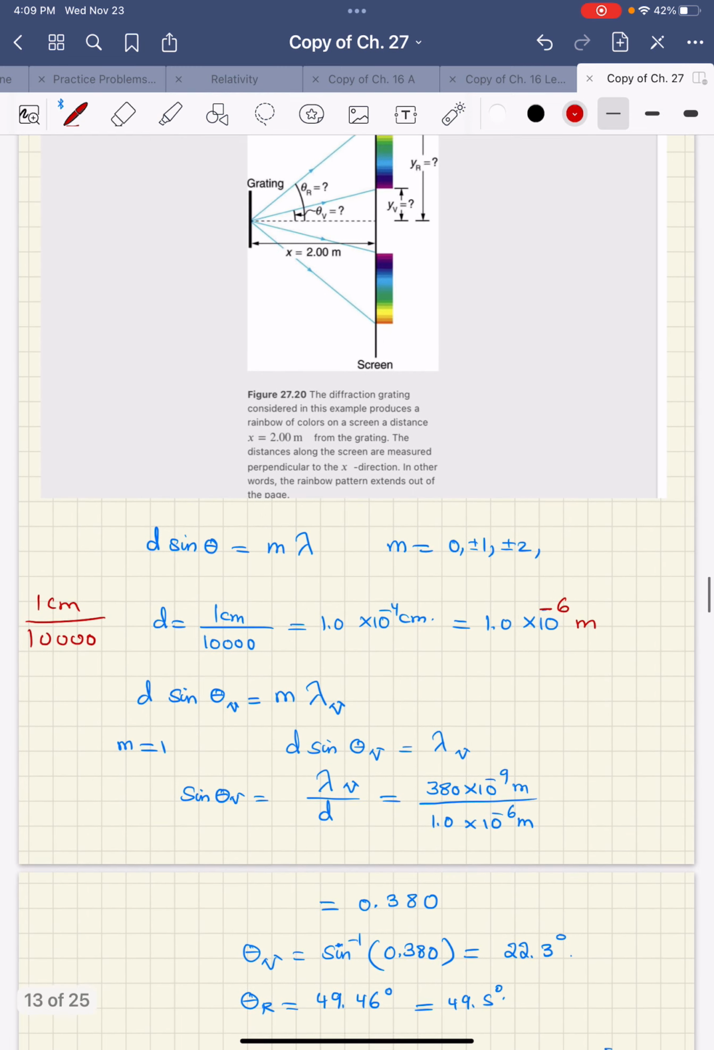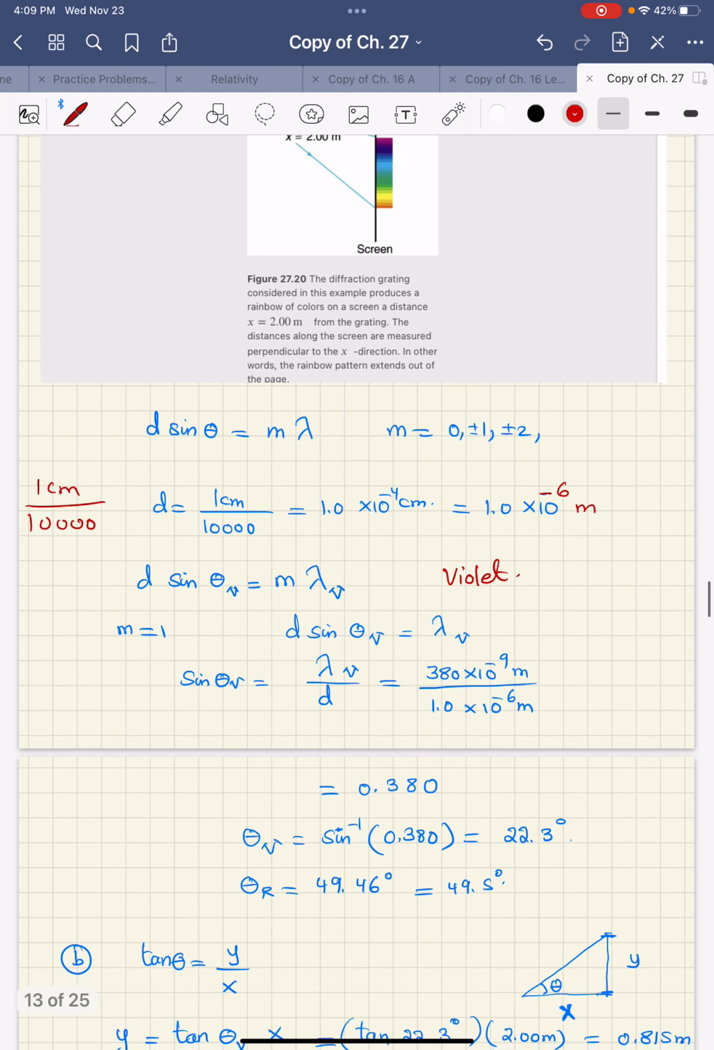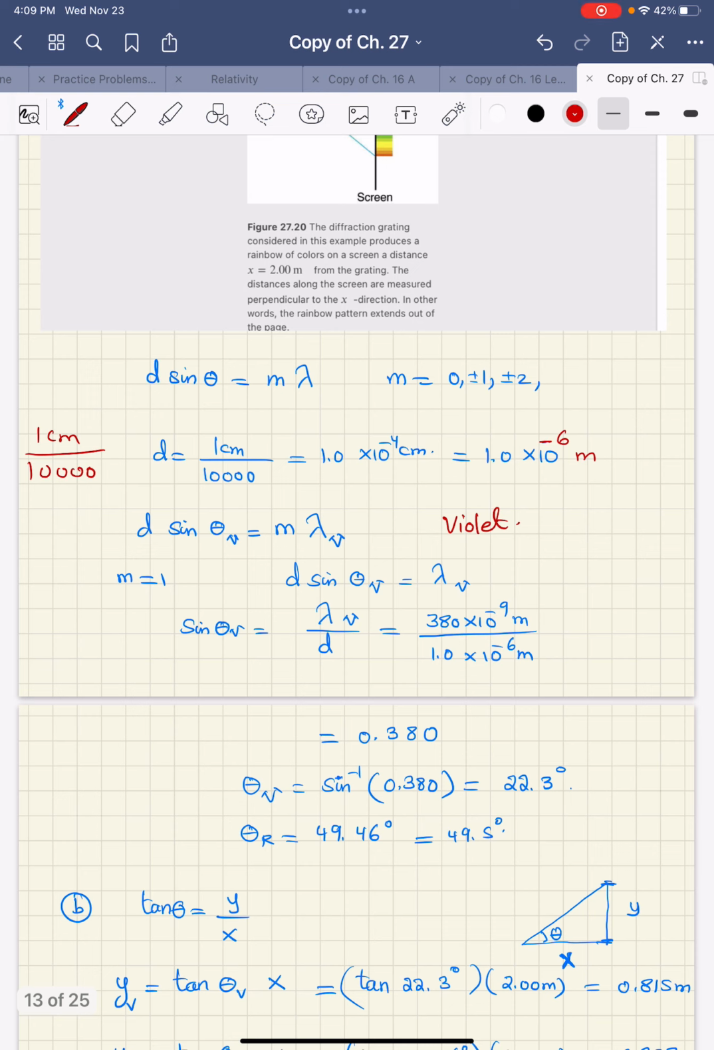I know that d sine theta, where V stands for violet because this is the shortest wavelength, and we're going to do it for fringe number 1, m equals 1. Then d sine theta for violet equals lambda violet, and I can find sine theta for violet to be 0.38. On your calculator, after you calculate this number, 0.38, you use the second function and then sine, put in the number, and you get the angle, 22.3 degrees.